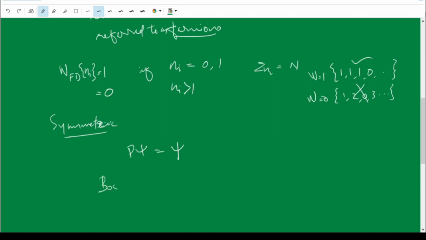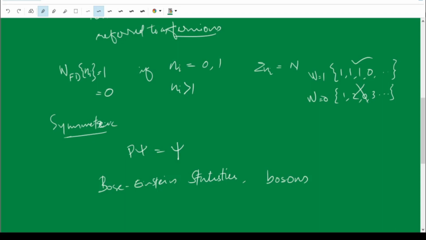Bose Einstein statistics, or simply Bose statistics. So such particles obeying the Bose Einstein statistics, or described by symmetric wave functions, are called bosons. Okay, so bosons.